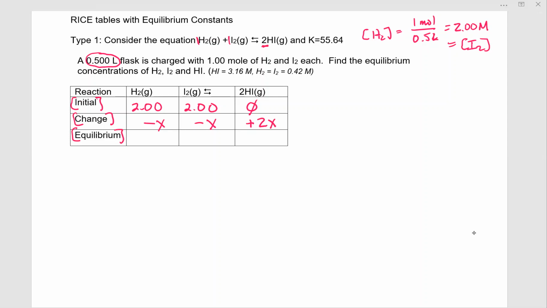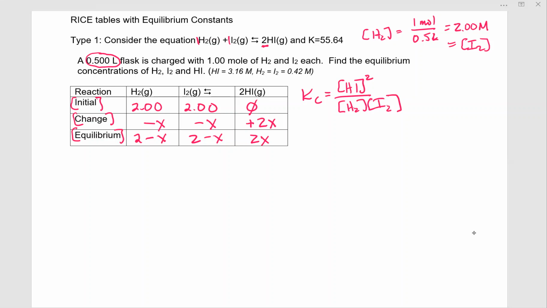Now I fill this in for the equilibrium. I have 2 minus x. I'm going to keep the zeros out of there just to keep things really simple in the table, but I will remember them when we go back to do significant figures. Okay, so now I've got my equilibrium concentrations. I know that Kc is equal to HI squared over hydrogen concentration times the iodine concentration.